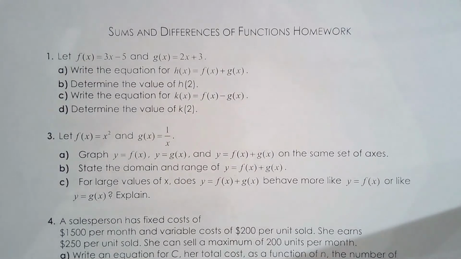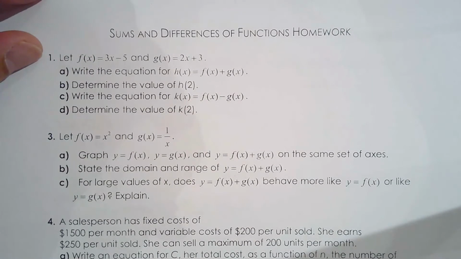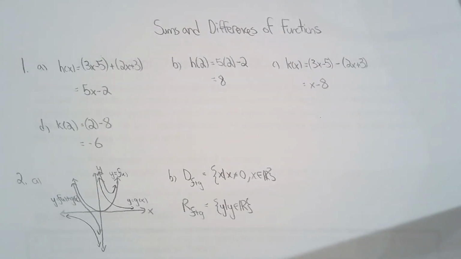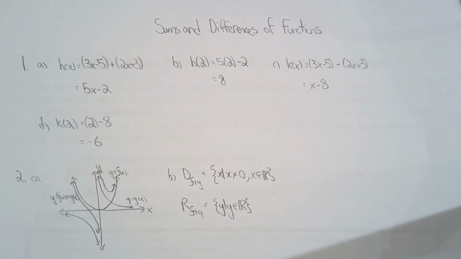In this video, we'll take up the homework on sums and differences of functions. For the first question, they give us f and g. They're both linear functions, and they ask us to write an equation for the sum of f and g, and then evaluate h of 2, or the sum of the function at 2. Then they ask us to find the difference of f and g, and also evaluate that function at 2.